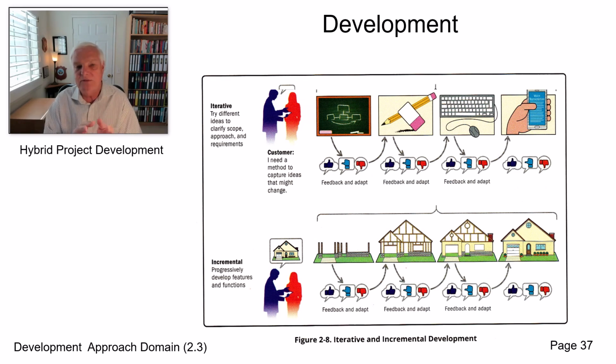If you're using the Deming-Shewhart model and looking at plan, do, study, act, and making those opportunities to make changes and shifts, you're iterating. Try different ideas to clarify scope, approaches, and requirements, and you'll see as you move through that top flow, there is constant feedback and adaptation that is necessary. Now, that is the development approach domain.